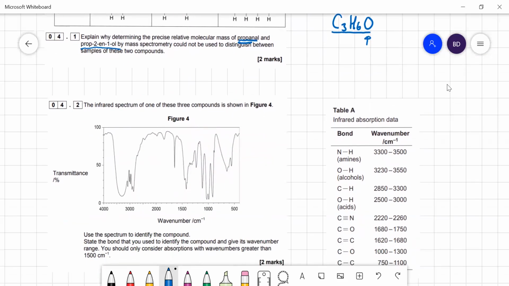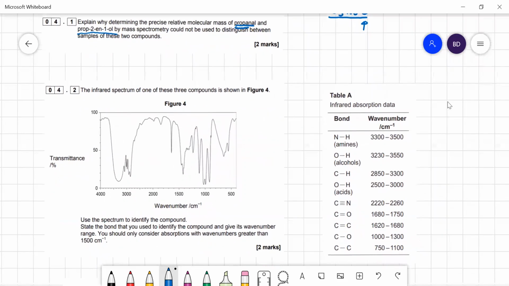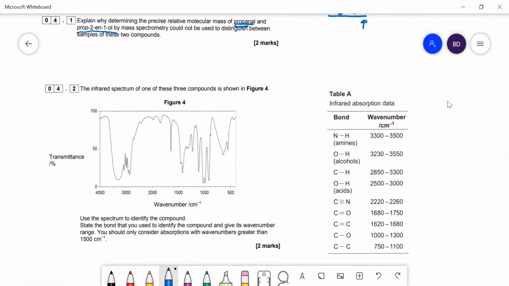Infrared spectrum of one of these compounds is shown in figure 4. Use the spectrum to identify the compound. Right, now it tells you to only consider absorptions of wave numbers greater than 1500. Well, that's telling us that is all the fingerprint region, so we can't use that. It's very generous of them to tell you that. You should realize that anyway. Right, what we've got there, this is very characteristic of an alcohol, this bit here. It just looks the right shape, it's an OH of an alcohol, and it's in the right part of the spectrum.